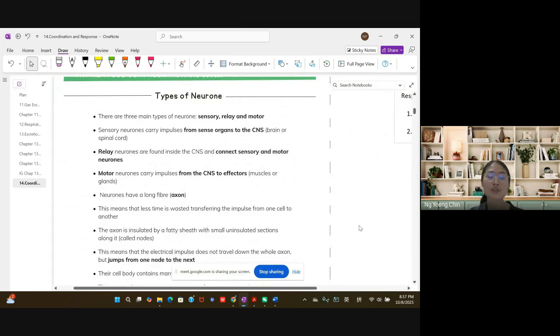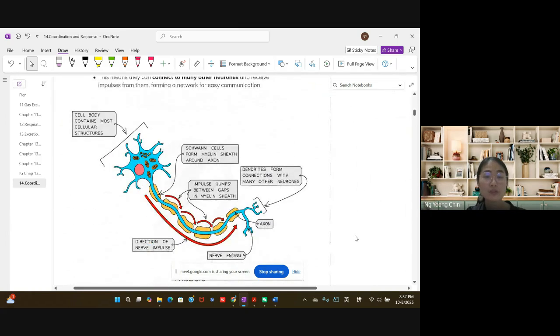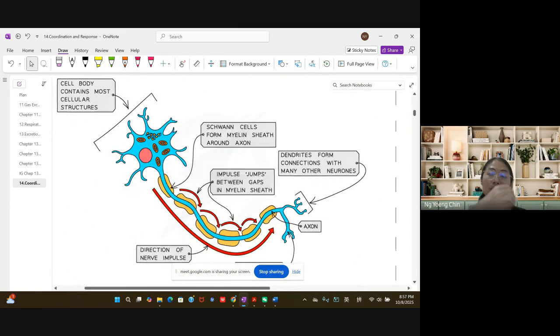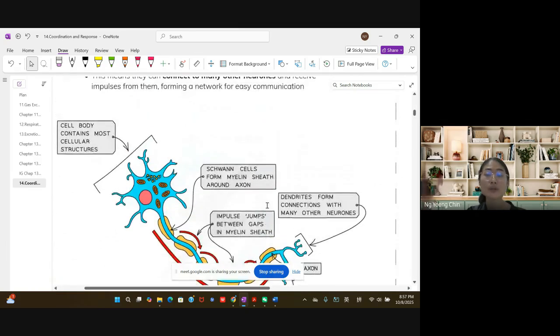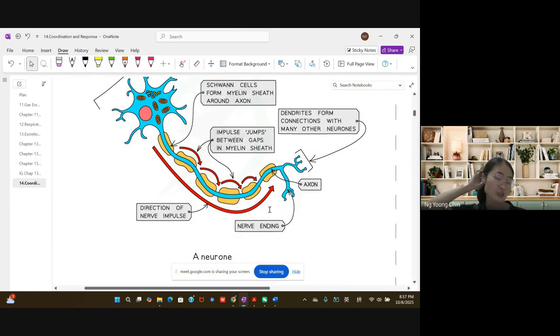If we want to talk about the nervous system, you need to know what a neuron looks like. A neuron is a kind of cell, which you learned in chapter 2 before. Yes, this is a neuron. A neuron is a kind of specialized cell. They are only found in the nervous system, inside your brain and also inside your spinal cord. So this is a neuron, and it's a single cell.